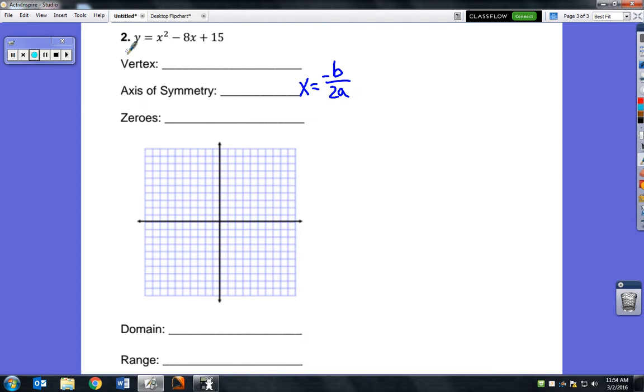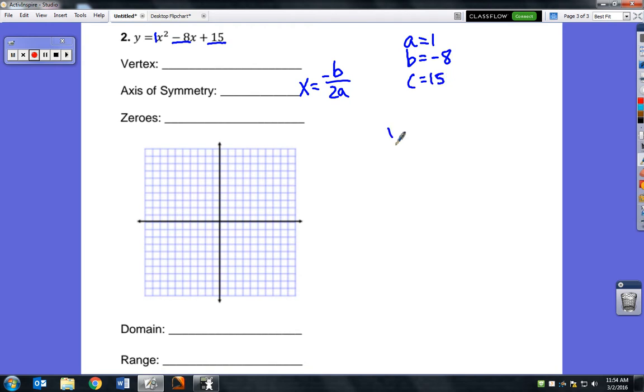So I'm going to find my a, my b, and my c. My a for this problem is going to be 1. There is a hidden 1 out front of this x squared. My b is going to be negative 8. My c is going to be the number that's by itself, and that's going to be 15.